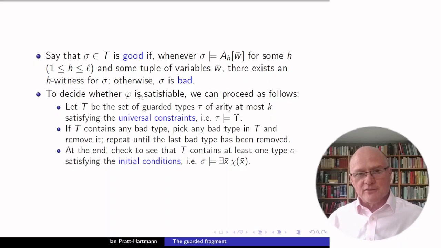So to decide whether phi is unsatisfiable, we proceed as follows. Start off with T being the set of guarded types of arity at most k satisfying the universal constraints.